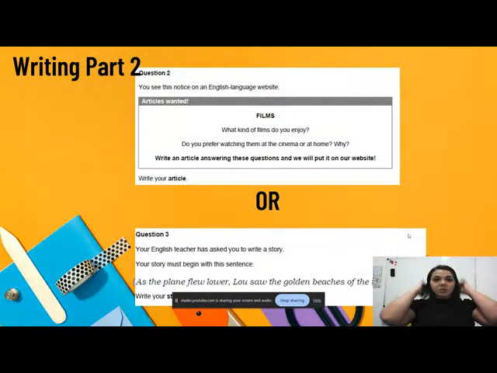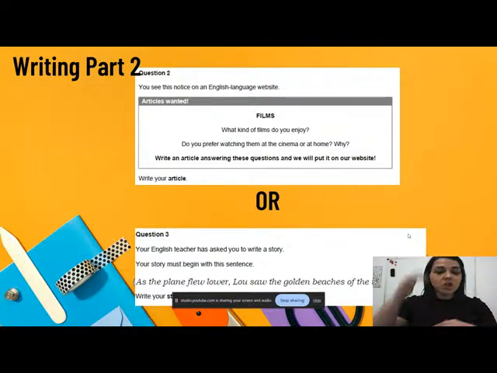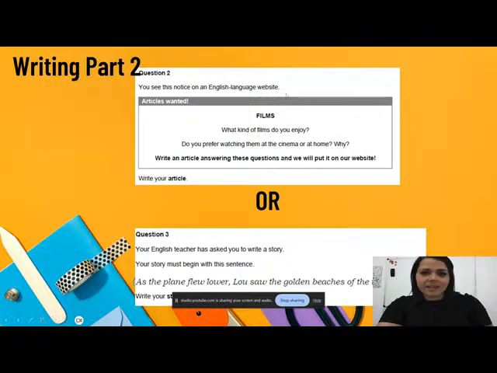Moving on to part two. So in this part, you can choose which type of text you would prefer to write. And the first option here is typically an article, or an article for a website or for a magazine. In this case, we can see it's an article for an English language website about films. Okay, we have some questions about the type of information for you to include.